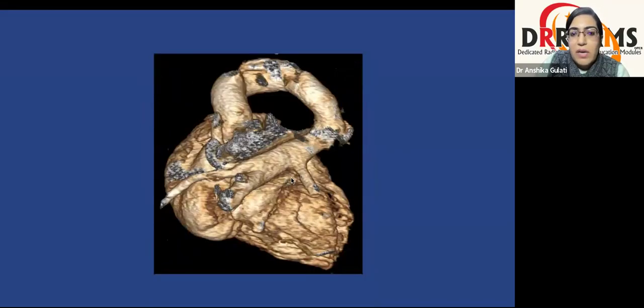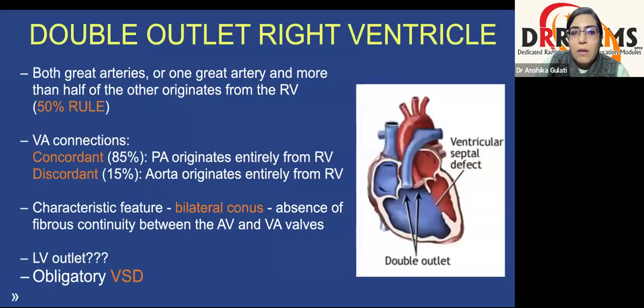And this is the VRT, the volume rendered image, which beautifully shows that all four pulmonary veins are forming this common channel which is draining into the vertical vein, which is draining into the left brachiocephalic and ultimately into the SVC.